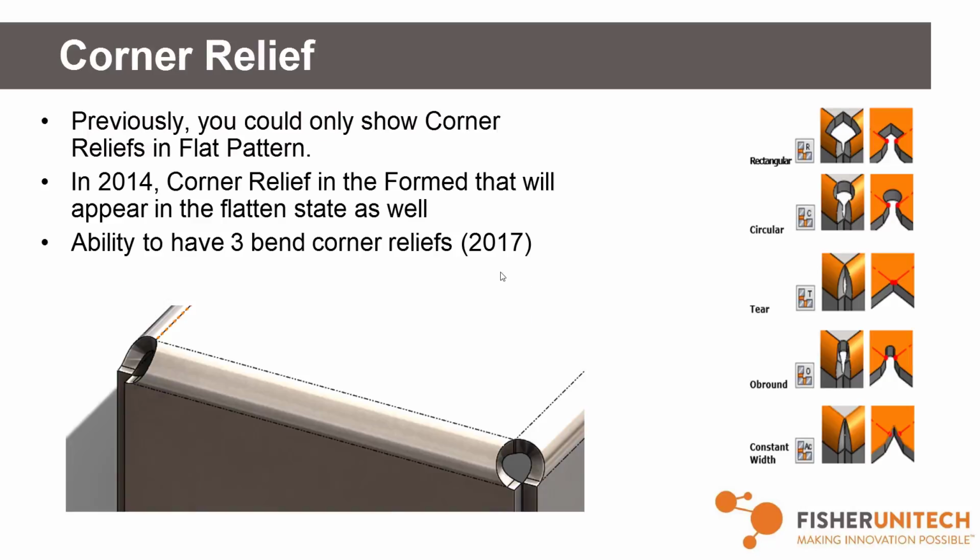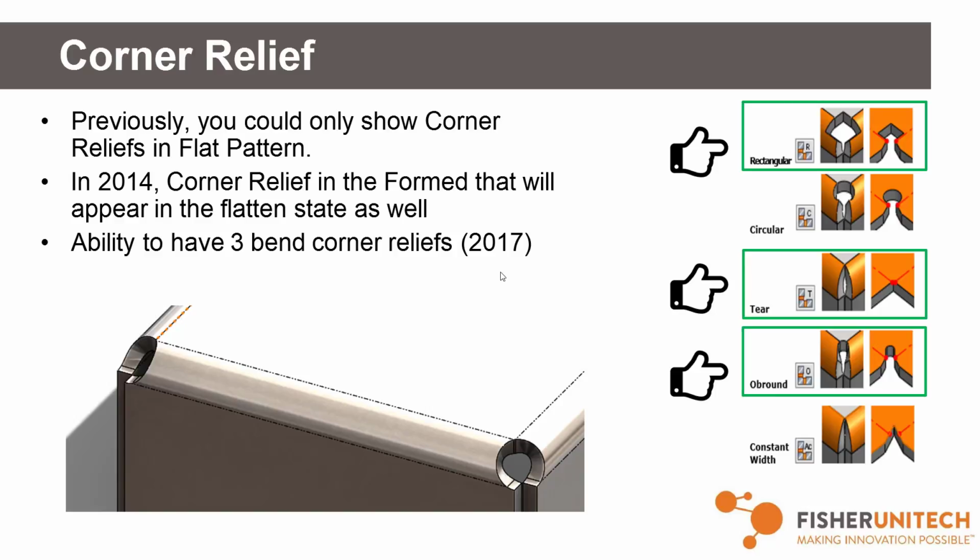So we're going to get into some corner reliefs too. You can manually add them, or these three are ones that can be included in auto relief. So as you're building your sheet metal part, you can set what your auto relief type is going to be, and it's going to kind of automatically create that as you're adding edge flanges, as you're adding miter flanges, additional items to your part. So new in 2017 though, they allowed you to have a 3-bend corner relief.